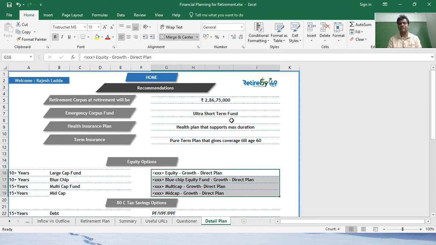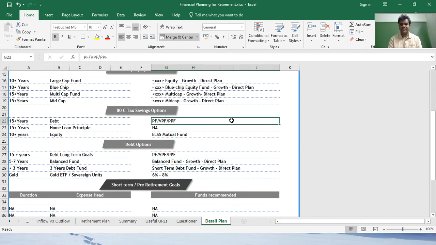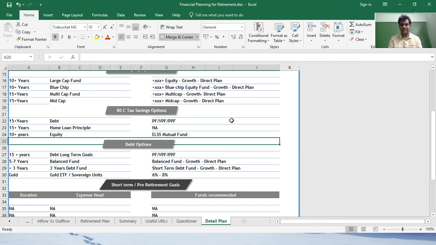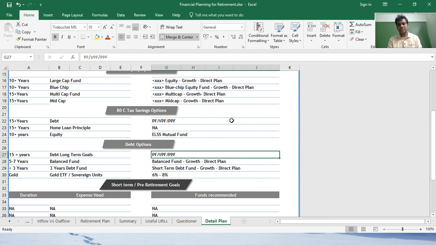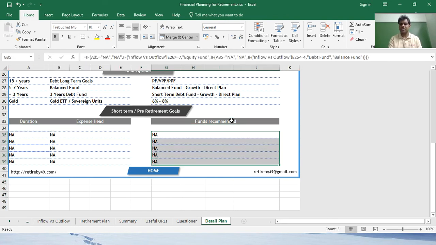Here you will have the 4 different mutual fund names you should be buying. And then if you have any ELSS options, it will recommend what ELSS options you can opt for tax savings. And for debt options, if you already have a PPF but still need to invest some more money, what are the various options you should go for, how much gold you should be investing, and if you have any short-term goals before retirement, how to achieve them, that also will get displayed over here automatically.